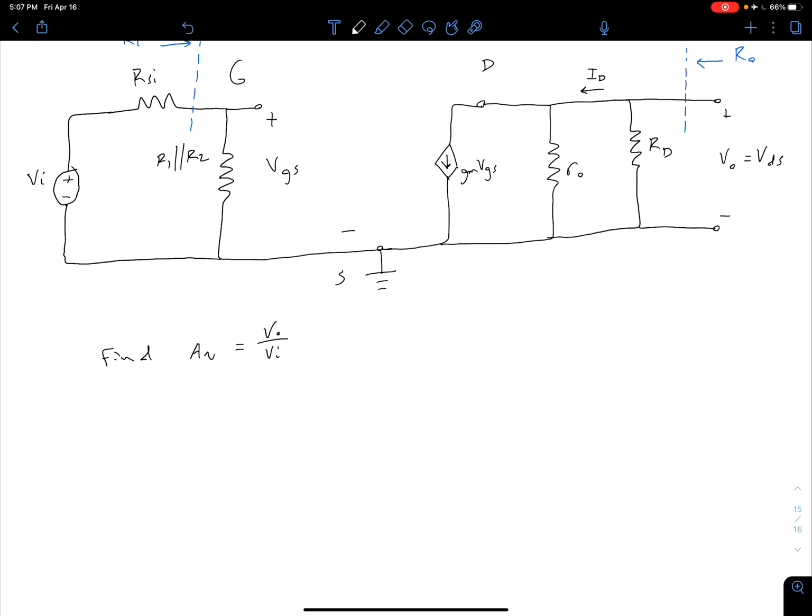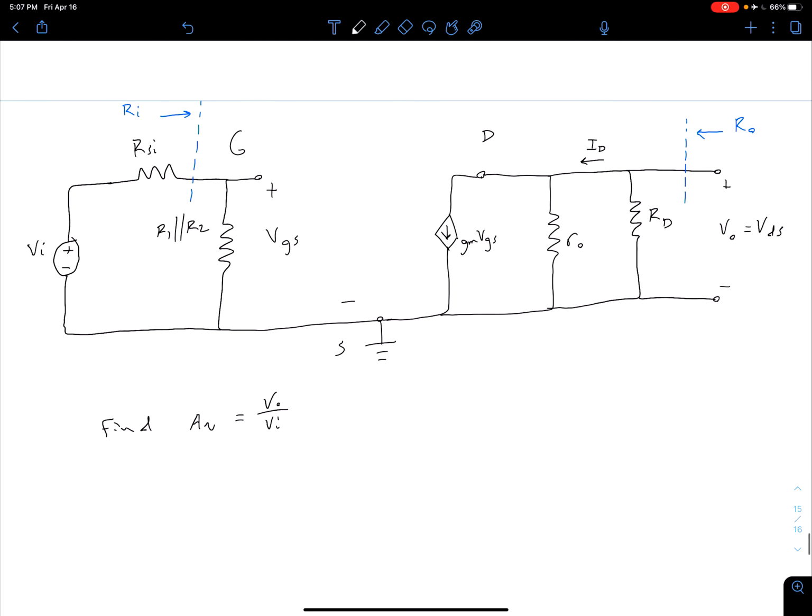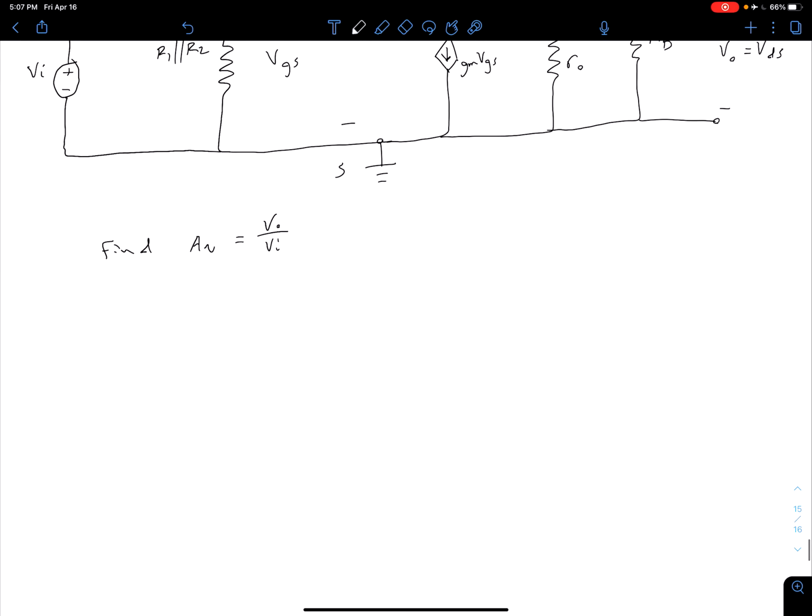So let's start in the same manner that we did last time by looking at our output loop over here. We can see it's the same exact thing we saw last time. We have this R naught and RD, which we can combine in parallel. And then we have this current GM times VGS, which is going upward. That creates a voltage drop of opposite polarity to this output voltage. So we can write our output voltage, V out, equal to negative GM times VGS, that's the current in that dependent source, times R naught in parallel with RD.